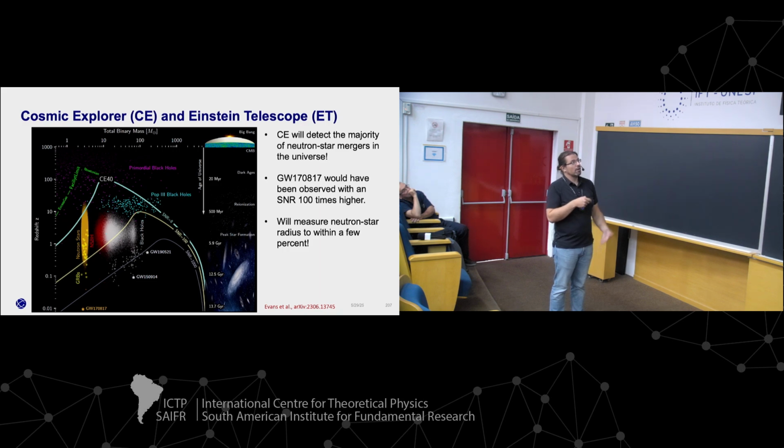With Cosmic Explorer or the Einstein Telescope, we can basically look to the edge of the observable universe in gravitational waves. We can see some of the first black holes that were formed. We nearly see all of the neutron stars that merge in the universe.